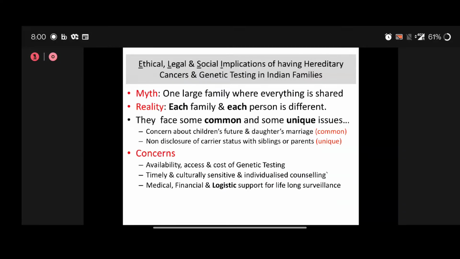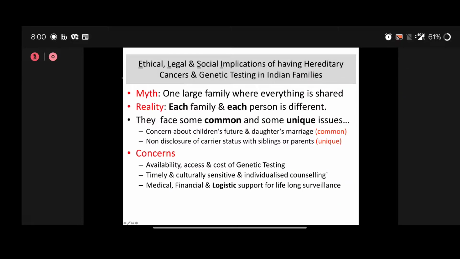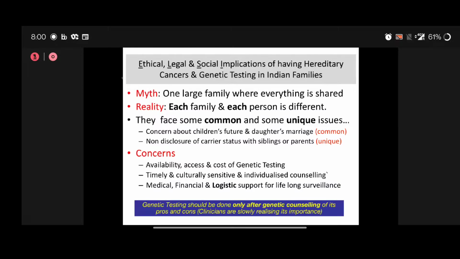There are many ethical, legal and social implications. One point I would like to say is that each family and each person is different. You have to really deal with them, understand and address the issue. So genetic testing should be done only after genetic counseling on its pros and cons. Most clinicians are now realizing its importance, and at least the basic counseling you can do. And if there are a lot of concerns, you can refer them.